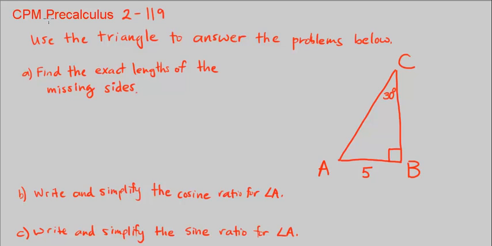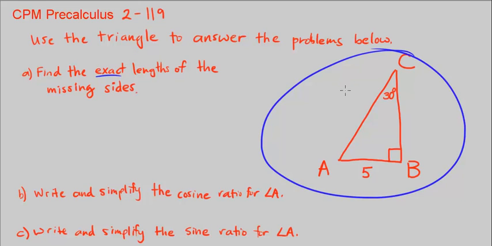This is CPM Precalculus Chapter 2, number 119. So here we have a triangle, and we want to use it to answer the problems below. Part A says find the exact lengths of the missing sides. Exact means do not approximate, so don't use approximation. Okay? So let's go ahead and look at this triangle.